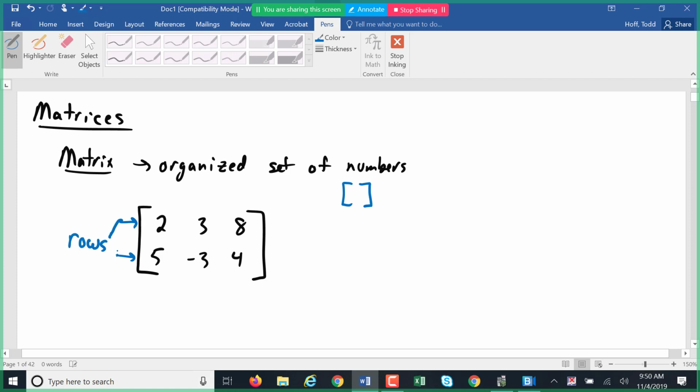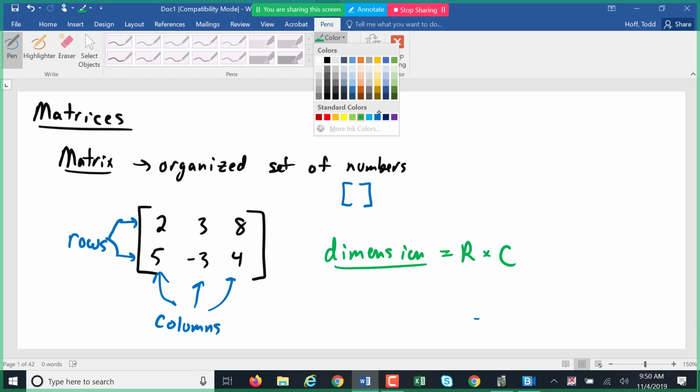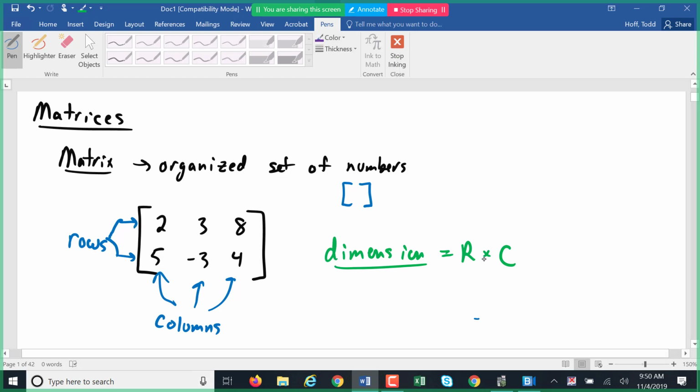Our matrix has rows. This one has 2 rows. And it has columns. The dimensions of a matrix, or the dimension of a matrix, I should say, is the number of rows by the number of columns. Now, that doesn't mean we multiply them out. That just means we list them as row by column. So this matrix has 2 rows and 3 columns. It would be called a 2 by 3 matrix.